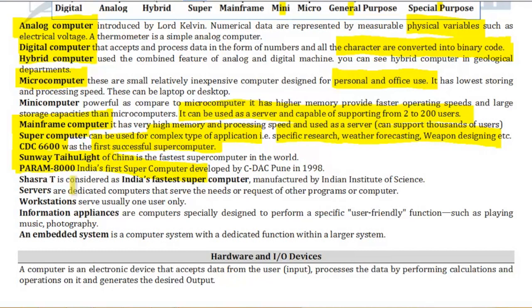See, these terms are very important from the examination point of view. You can have a question in your examination, for example, which among the following was the first supercomputer developed by CDAC Pune? Then you should answer Param 8000. Coming to the next, SahasraT is considered India's fastest supercomputer. Do not get confused between these two terms, Param and SahasraT. Param 8000 was India's first supercomputer and SahasraT is India's fastest supercomputer.